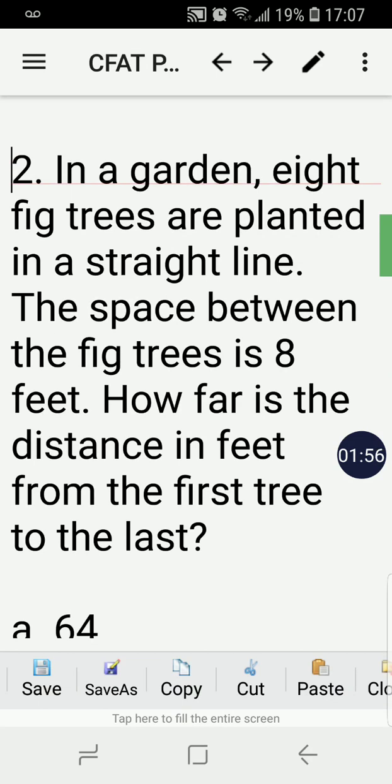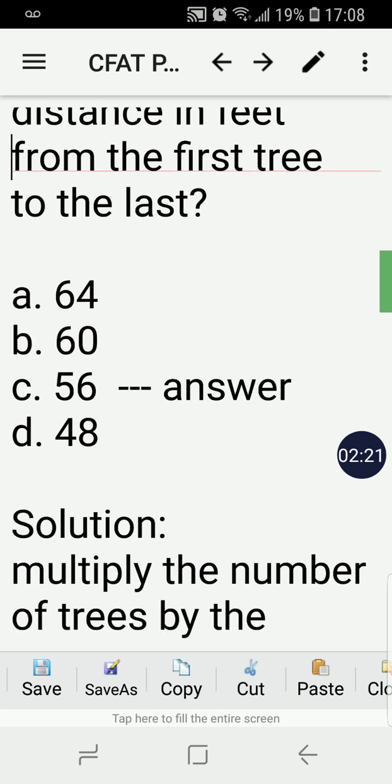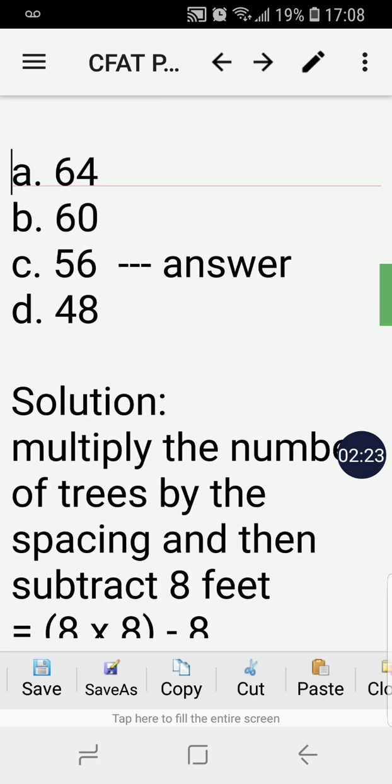And number 2, in a garden, 8 fig trees are planted in a straight line. The space between the fig trees is 8 feet. How far is the distance in feet from the first tree to the last? So this is a little bit tricky, but you should be able to figure it out with a little common sense. So here are the choices, and the answer is C, 56.